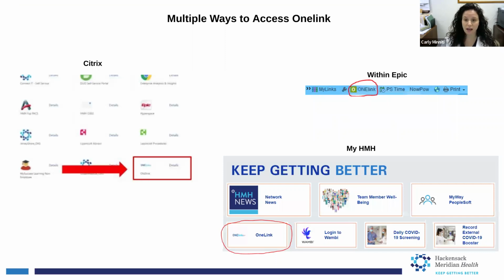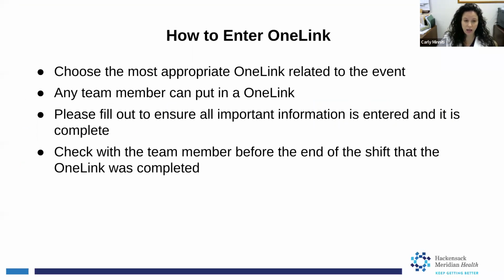So there's multiple ways to access OneLink, as you can see here, through the Citrix receiver within Epic, which is great because it pulls the medical record number and the information of the patient, and also under the MyHMH, as you can see here. So how to enter a OneLink.